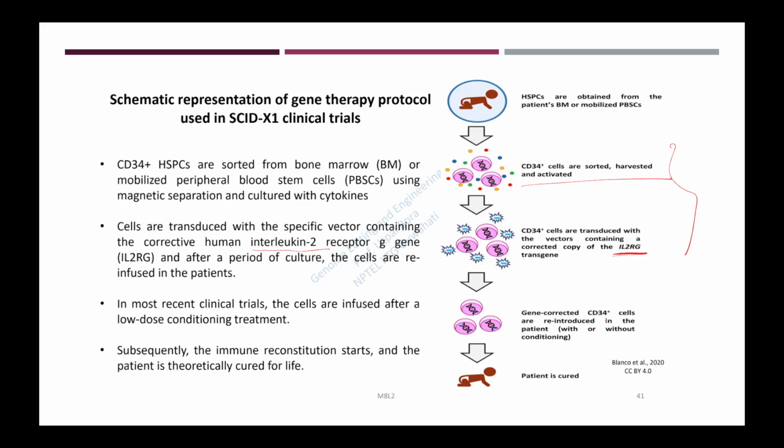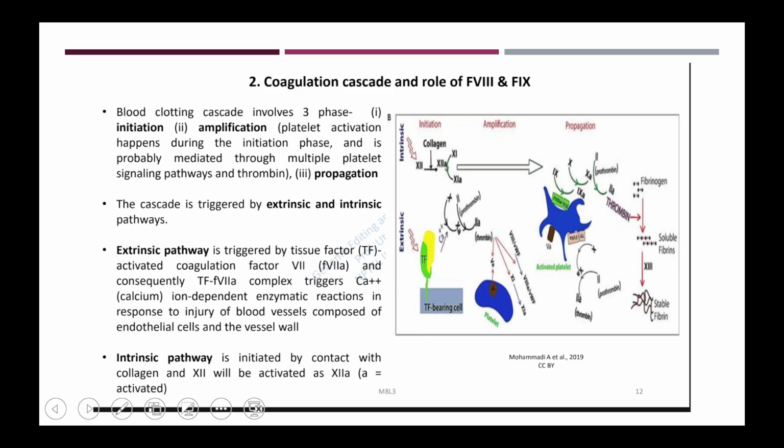The gene corrected CD34 positive cells are reintroduced in the patient with or without conditioning, which will result in curing the patient. So these are the genetic therapies that have been included, and that includes CRISPR, TALEN, and zinc finger nucleases that make a cut at the faulty gene. A new or corrected copy of the gene is introduced and put back in the patient, allowing the growth of the corrected proteins.